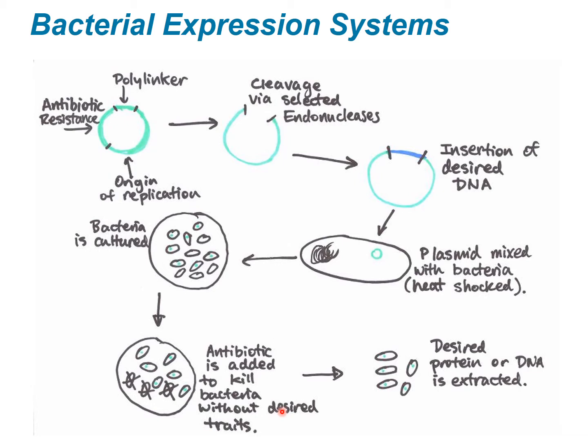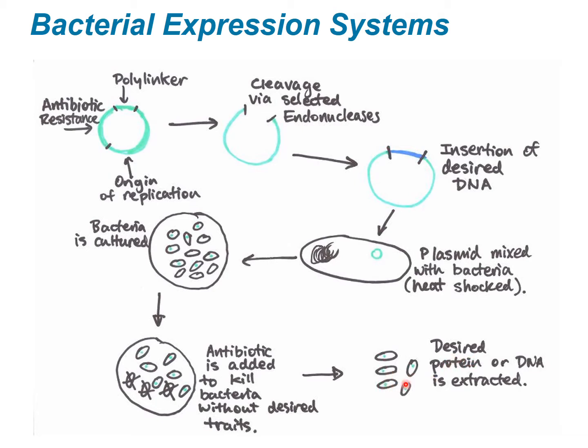Once the protein is made and the bacteria are allowed to grow and produce that protein, then you want to extract the protein and/or the DNA from the plasmid. So this is a general case, and we're talking about expression systems. Here, let's talk about the protein being extracted.